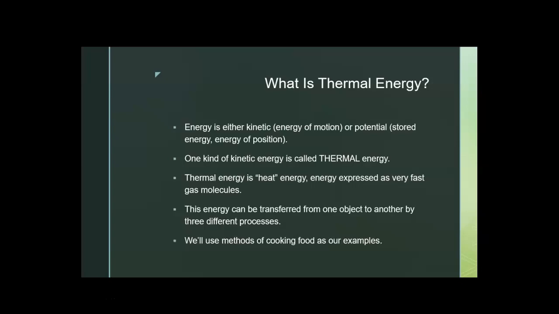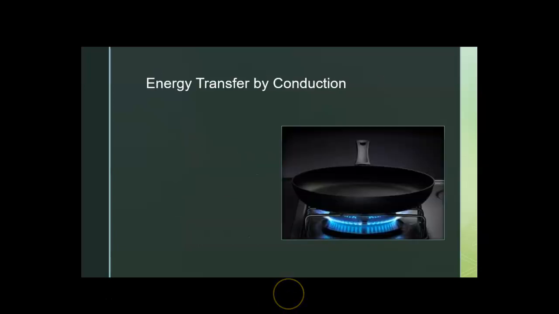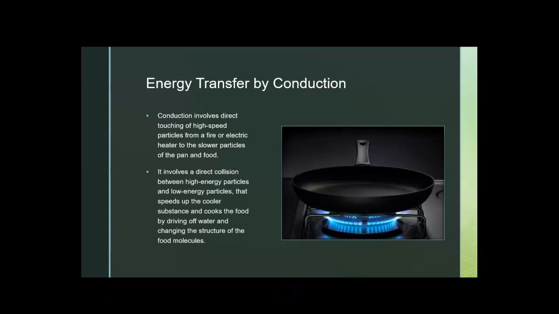We'll use methods of cooking food as our examples here. First, energy transfer by conduction. Conduction involves direct touching of high-speed particles from a fire or an electric heater to the slower particles in the frying pan and the food in the frying pan. It involves then a direct collision between high-energy particles and low-energy particles, and that collision speeds up the cooler substance particles and therefore cooks the food.